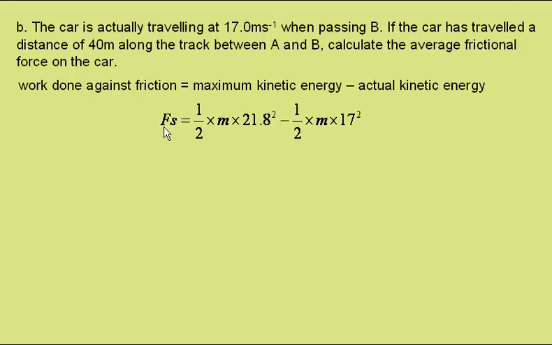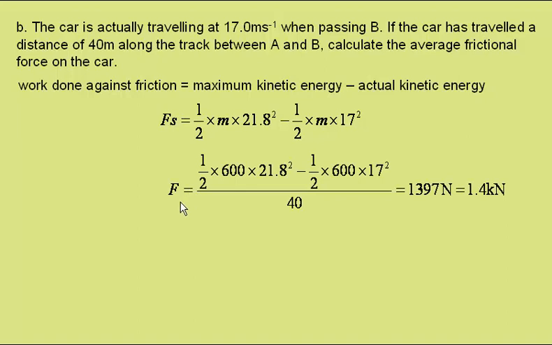So, work done is force or frictional force multiplied by distance, which is equal to the kinetic energy at the maximum speed we calculated of 21.8 meters per second minus the actual kinetic energy at a speed of 17 meters per second. So the force is equal to half times the mass of 600 kilograms times the maximum speed of 21.8 meters per second, all squared, minus half times 600 times 17 squared, over the distance of 40 meters, giving a frictional force of 1397 newtons, or 1.4 kilonewtons.